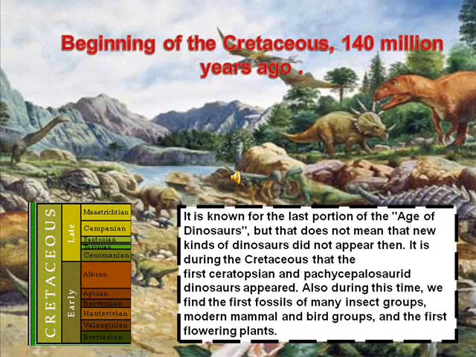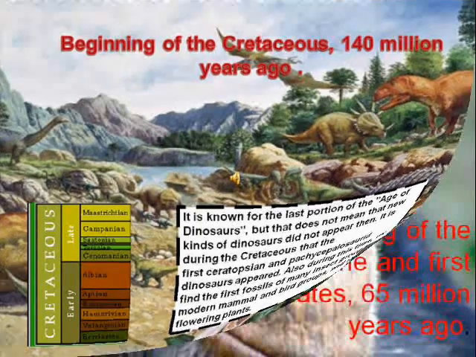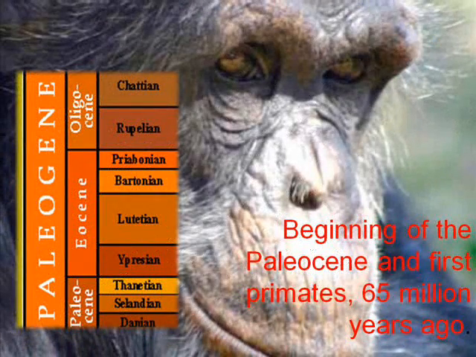Beginning of the Cretaceous, 140 million years ago. It is known for the last portion of the age of the dinosaurs, but that does not mean that new kinds of dinosaurs did not appear then. During the Cretaceous the first Ceratopsian and Pachycephalosaurid dinosaurs appeared. Also during this time we find the first fossils of many insect groups, modern mammal groups and bird groups, and the first flowering plants. Beginning of the Paleocene and the first primates, 65 million years ago.